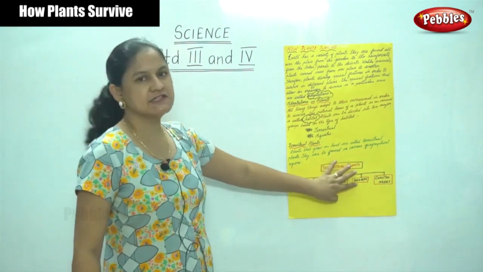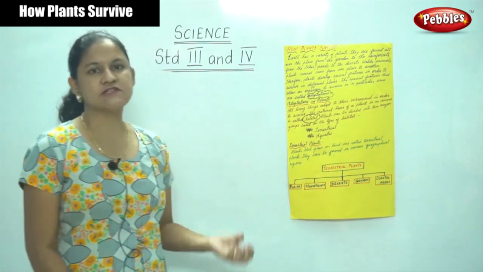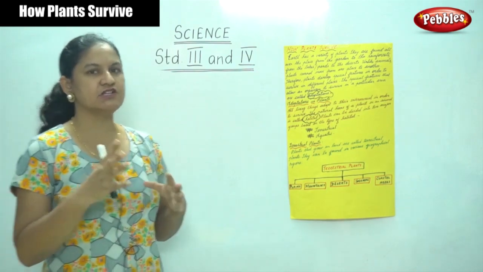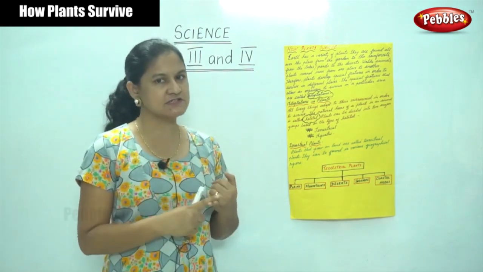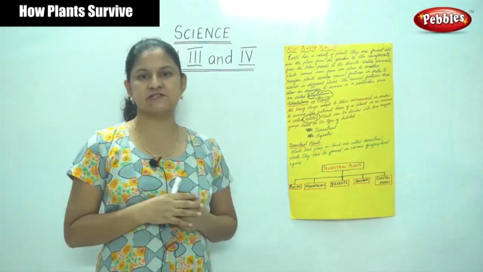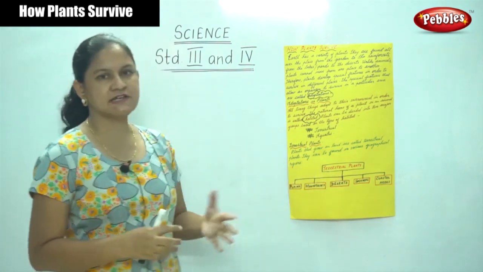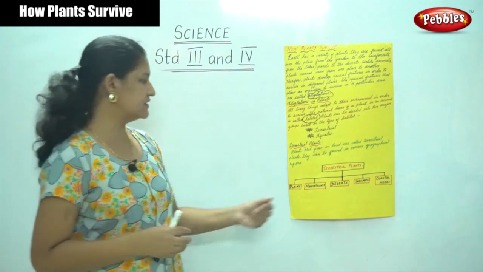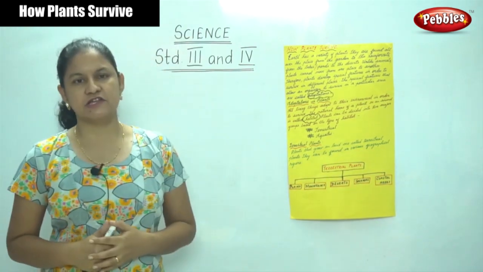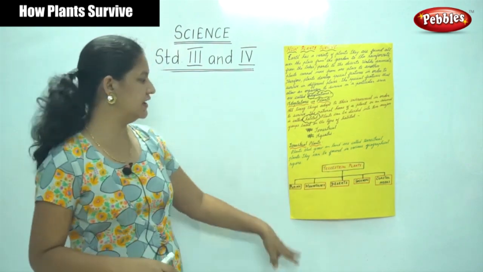Moving on to terrestrial plants. Plants that grow on land are called terrestrial plants. Based on their habitat, plants can be divided into two major groups: terrestrial plants and aquatic plants. Plants that live or grow on land are called terrestrial plants. They can be found in various geographical regions.